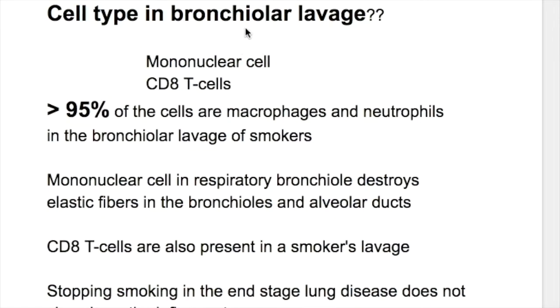What are the cell types on bronchiolar lavage? Mononuclear cells and CD8 cells. More than 95% of the cells are macrophages and neutrophils in the bronchiolar lavage of the smoker. Mononuclear cells, what do they cause? Mononuclear cells in the respiratory bronchioles destroy elastic fibers in the bronchioles and alveolar duct. CD8 cells are also present in a smoker's lavage.